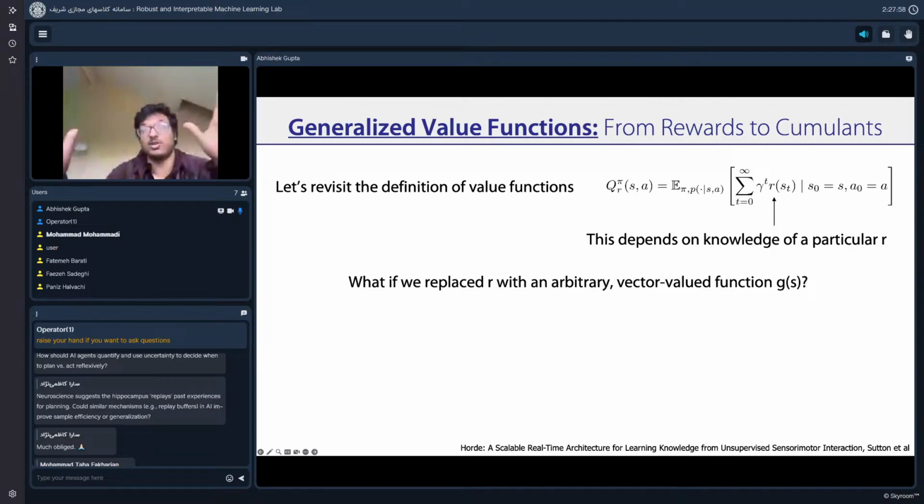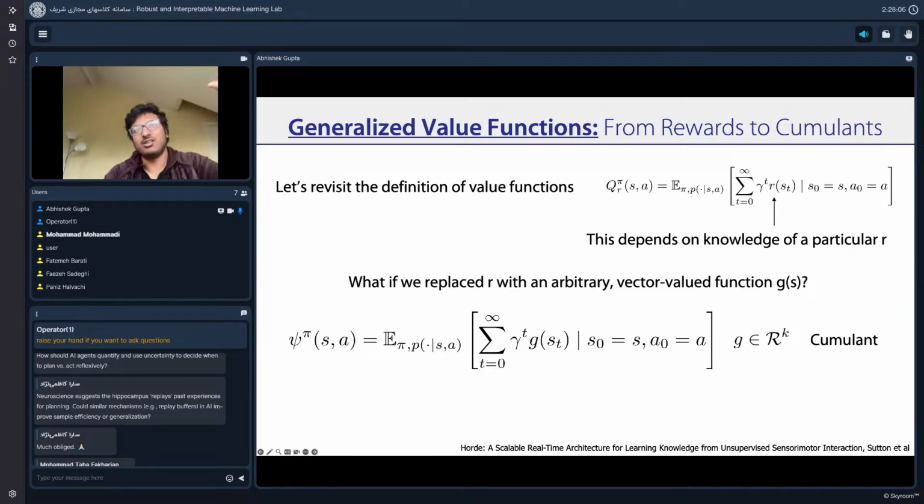Let's say you replaced Q by some vector valued function G. Normally, reward is a scalar, which means Q is a scalar, but you can do the same definition with a vector valued function G and a vector valued Q function, let's call it psi, right? So this is exactly the same definition as a Q function. You're saying it is the cumulative sum of these features G, and we're going to call G our cumulant, and we're going to call psi our cumulative features, right?